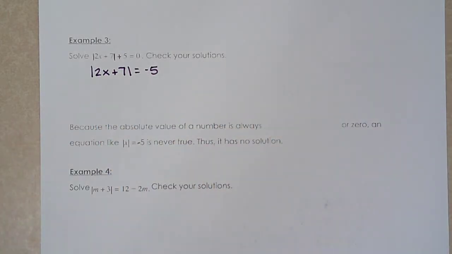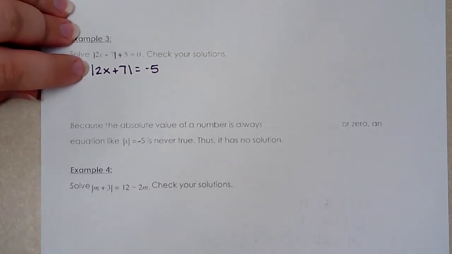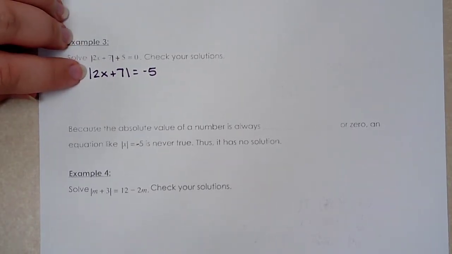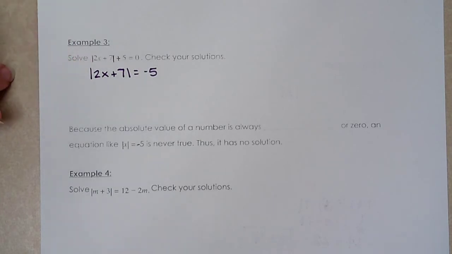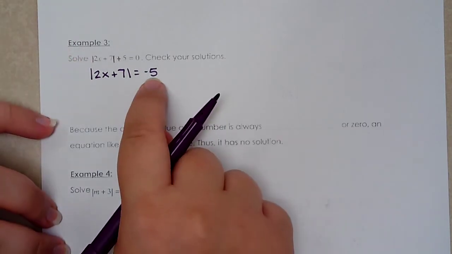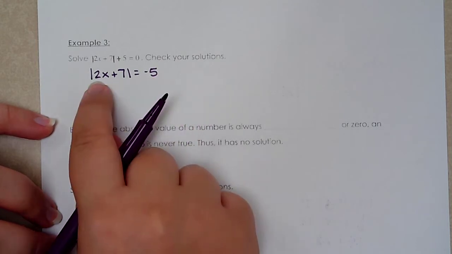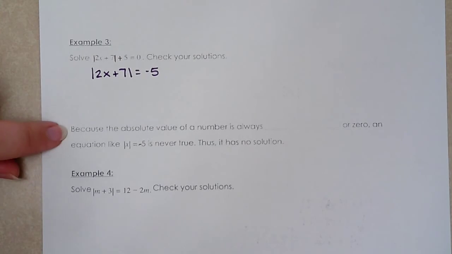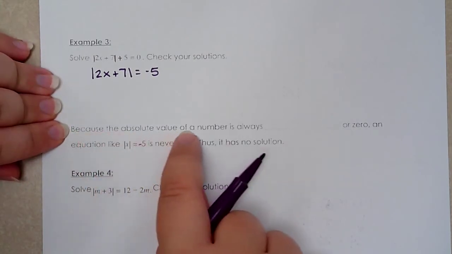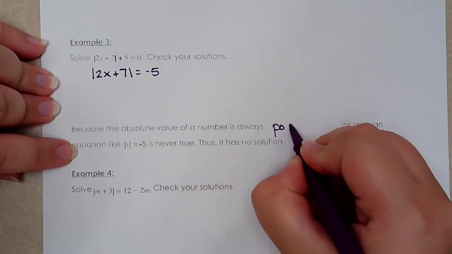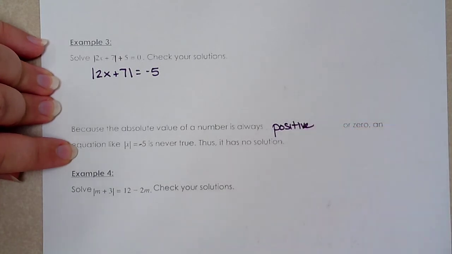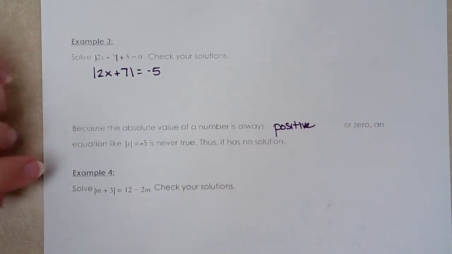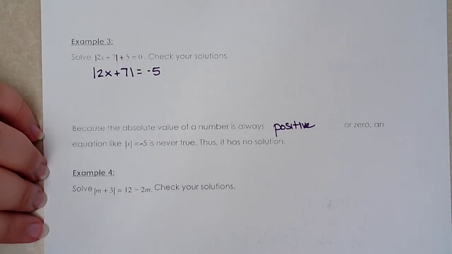Except right here, we should have some red flags. The first red flag is that an absolute value cannot be negative. We already said that distance is non-negative. So how can this absolute value result be negative? It can't be. And that's what this down here says. Because the absolute value of a number is always positive or always non-negative, or 0, an equation like the absolute value of x equals negative 5 is never true, and thus it has no solution.